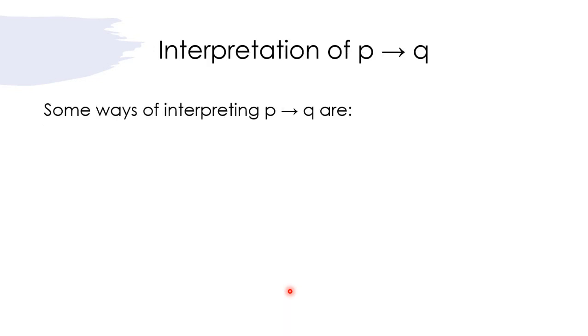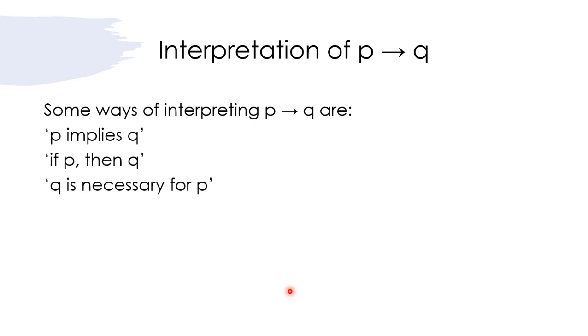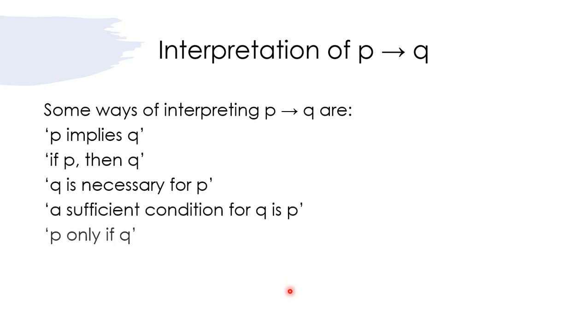So we have a number of interpretations for the implication statement. P implies Q, if P then Q. Q is necessary for P. A sufficient condition for Q is P. P only if Q. Q when P. And also Q unless not P. Now all of these are ways that we can represent the conditional statement. So if you have some statement in the form, say one proposition is necessary for another proposition, this is the same as saying P implies Q.